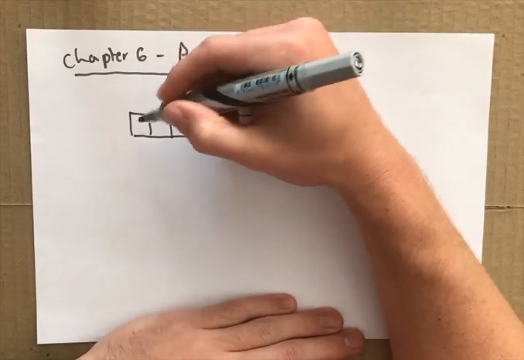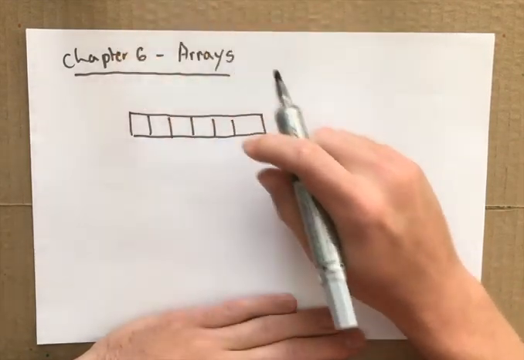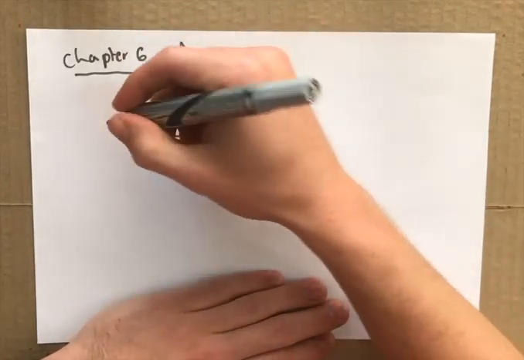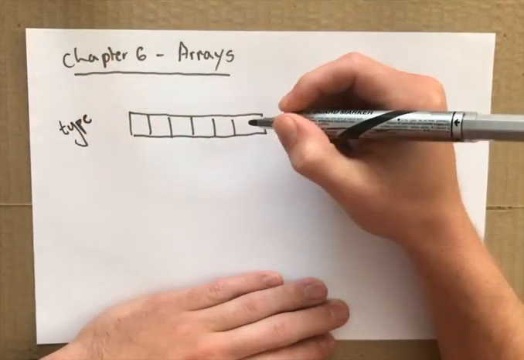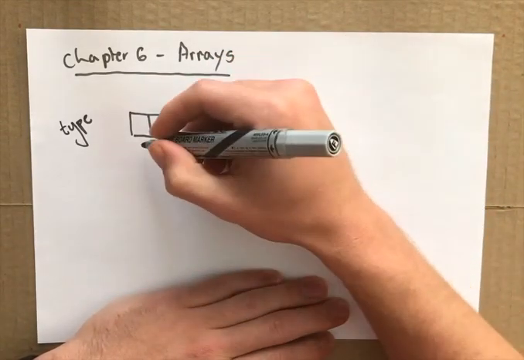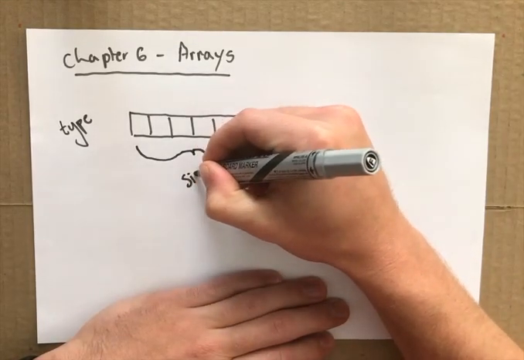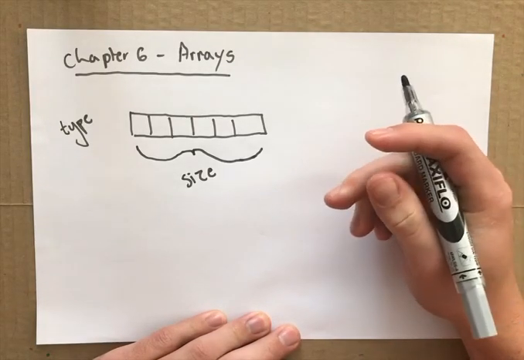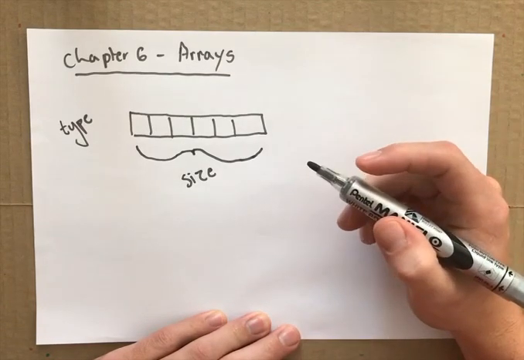Now, as I said, each element in the array can be seen as a single variable, but now it's all linked together. So an array has a type, and each and every element must be the same type, and as well an array has a size, and that will be the two main things that we need to take in consideration when we create arrays.